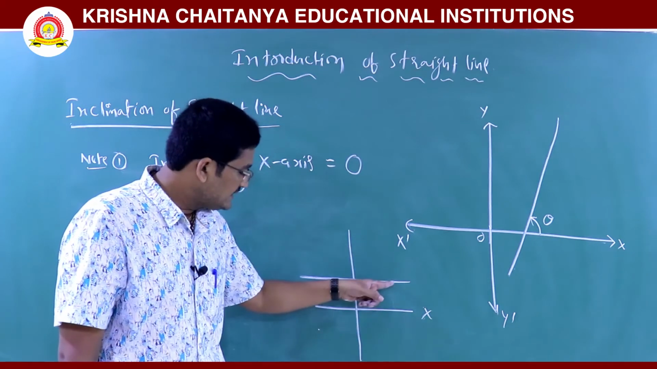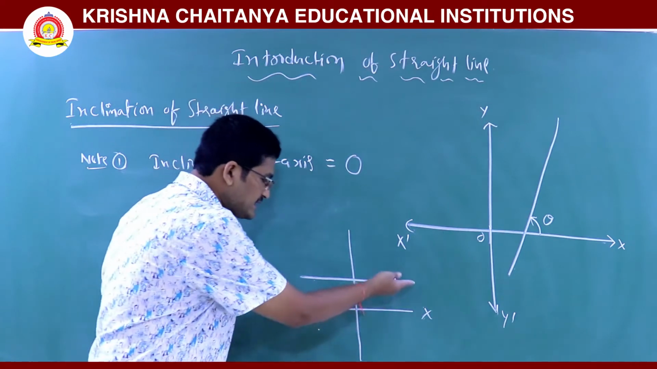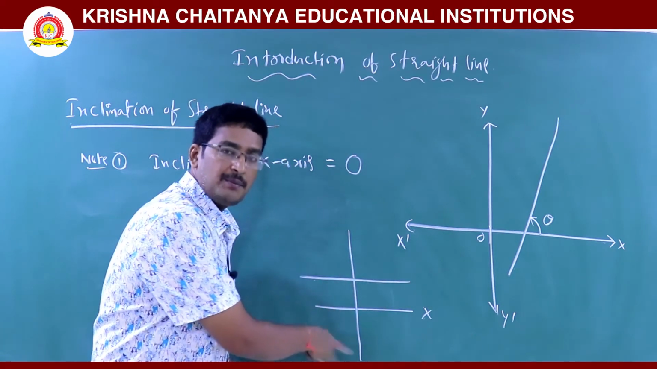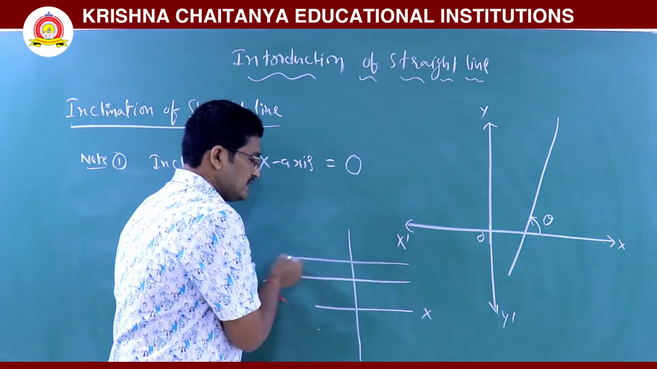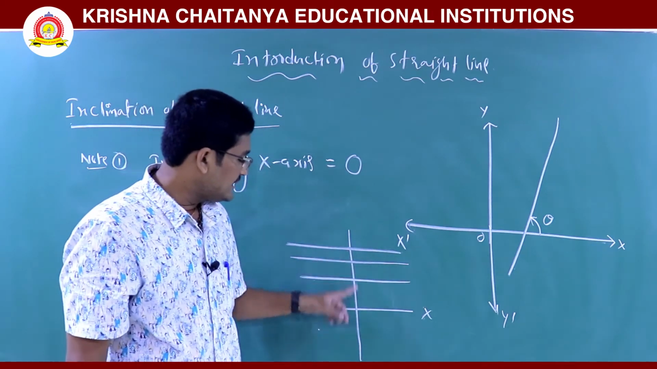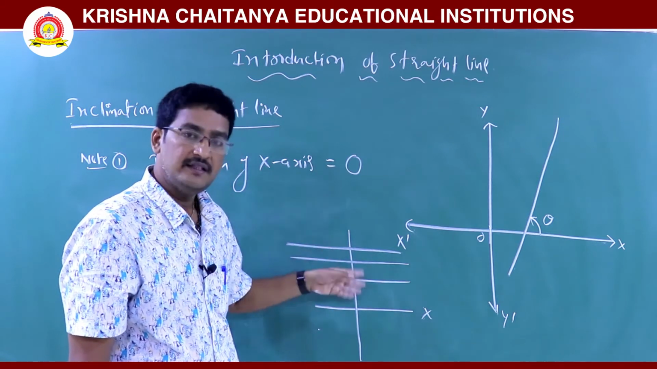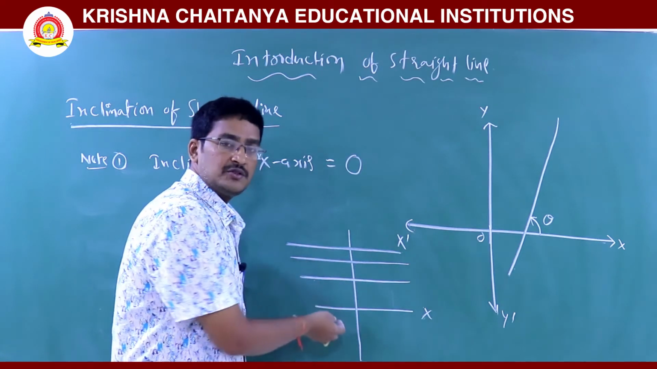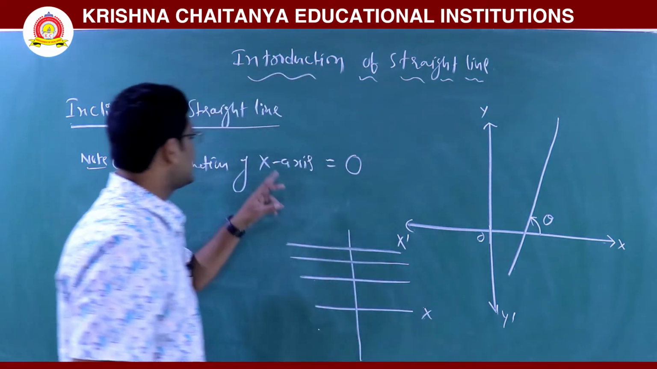But this is a horizontal line which is parallel to x-axis. Now, what is the inclination of this line? There is no angle between these two, because those two are parallel lines. We can take any horizontal line like this. The inclination of this line is 0 because there is no intersection between the horizontal line and x-axis. There is no angle between the horizontal line and x-axis. So the inclination of that line is 0. That means the inclination of the x-axis is 0.